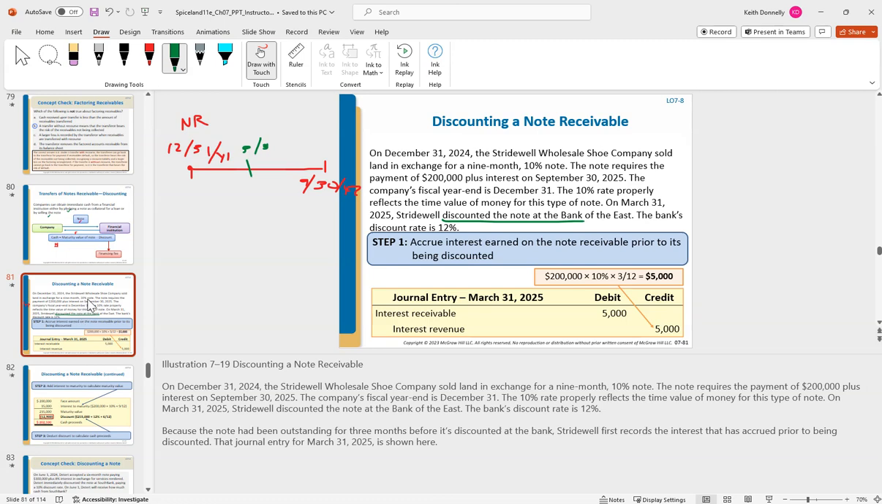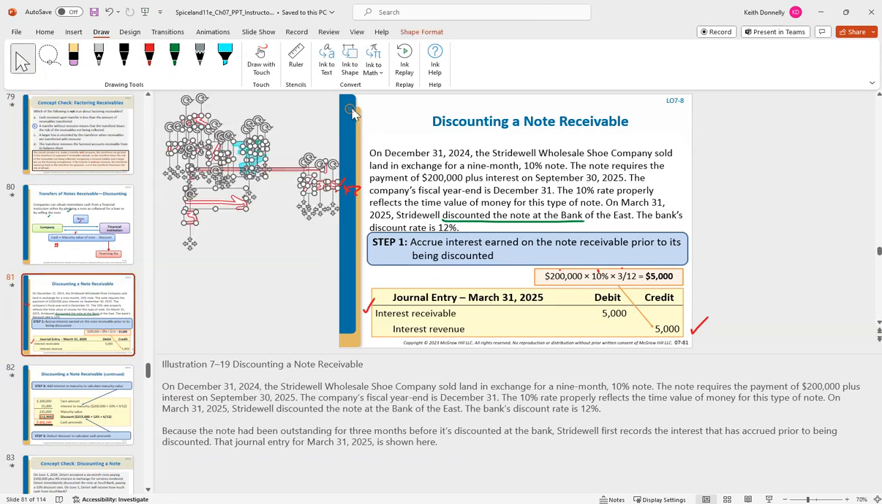How do we deal with this? It says the discount rate here is 12%. So essentially, the first thing we have to do is, 3 months have passed, so we have to accrue the interest on that note. It's going to be the 200,000 times 10%, for 3 months. Debit interest receivable, credit interest revenue. That's great. Let me see if I could copy this. That would be nice if I could do that.